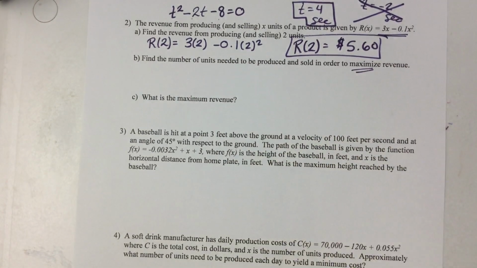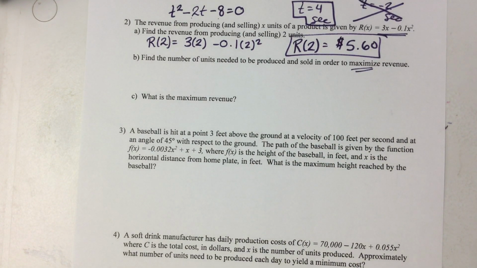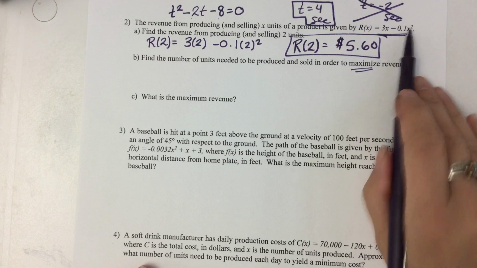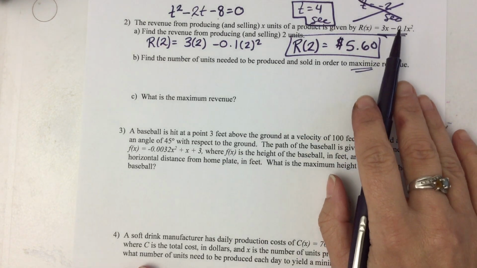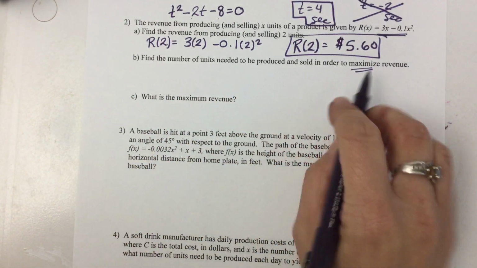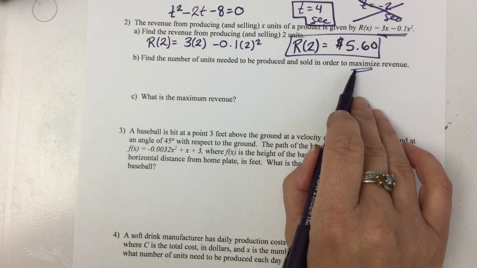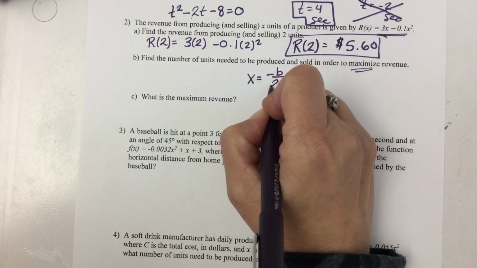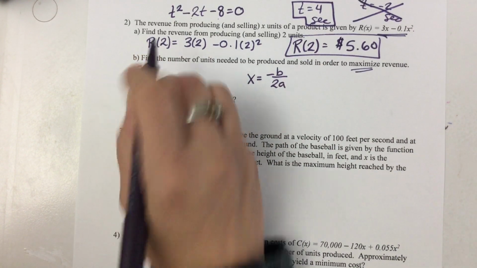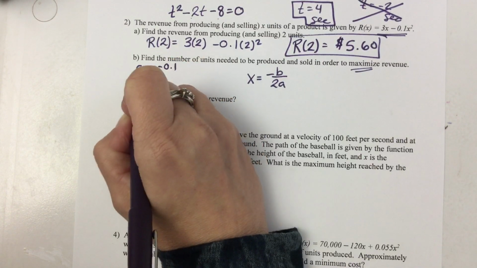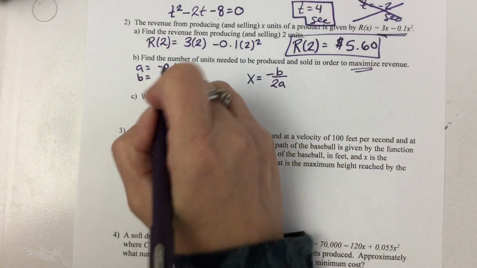If you are looking at maximizing or minimizing, what you're looking at is your vertex. This is a parabola. It's opening downwards because I have a power of 2. Your value in front of your squared term is negative. Okay, so if I want to find out how many units, that's the X value. Maximums or minimums, it's the opposite of B over 2 times A. A is the number in front of your squared term. It is negative 0.1. B is the number in front of your variable.